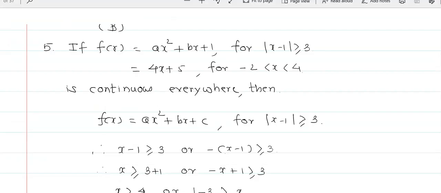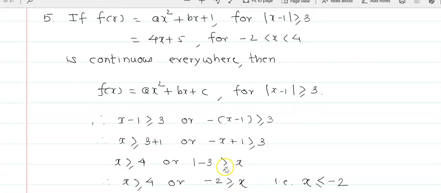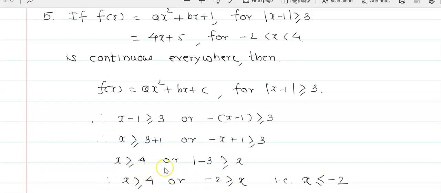Now I will repeat here. That is f(x) = x² + bx + c for |x − 1| ≥ 3. Therefore, x − 1 ≥ 3 is the first case. When it is negative, that is −(x − 1) ≥ 3. Add 1 on both sides, so x ≥ 3 + 1. Or if we evaluate the other, you will get −x + 1 ≥ 3. Therefore, you will get x ≥ 4.